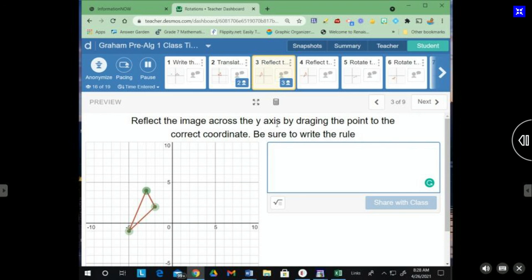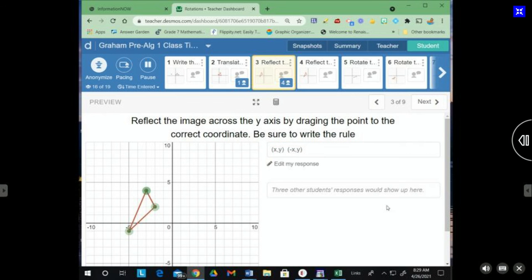Reflect the image across the y-axis. Look at the paper we just did. If you don't have it in your notes, absolutely anywhere, look at the paper we just did. What is the rule for reflecting across y? And y stays the same, right? Okay, so I am going over the y-axis.